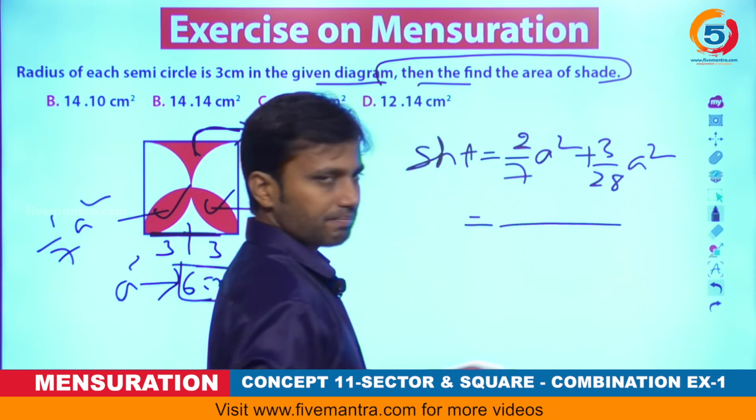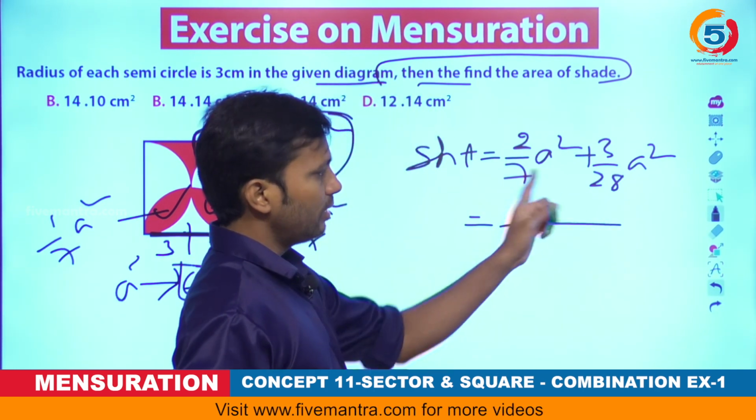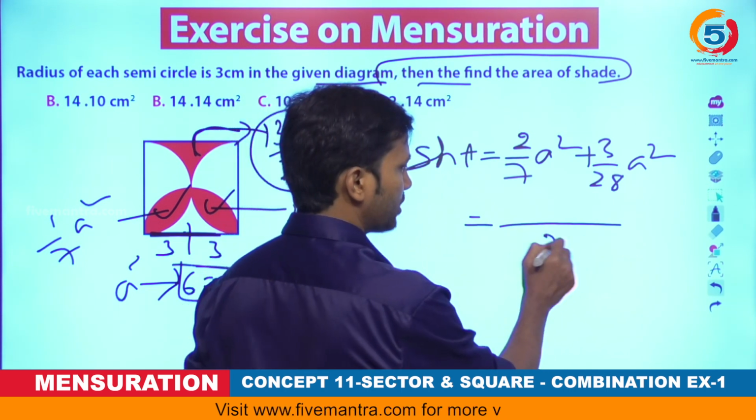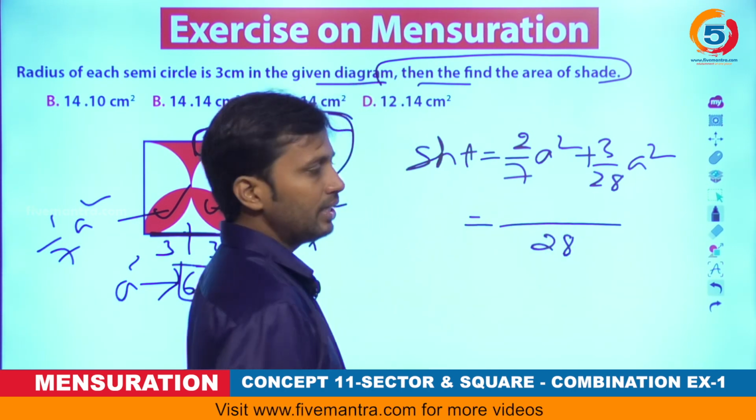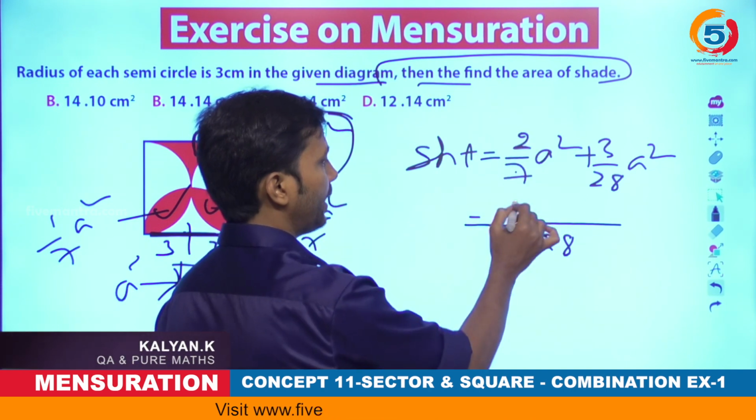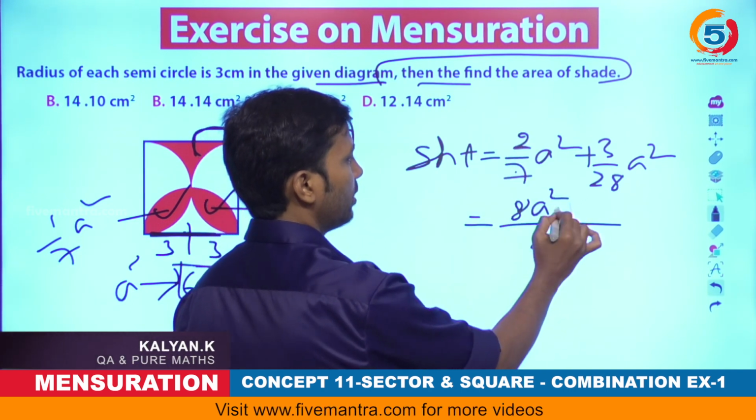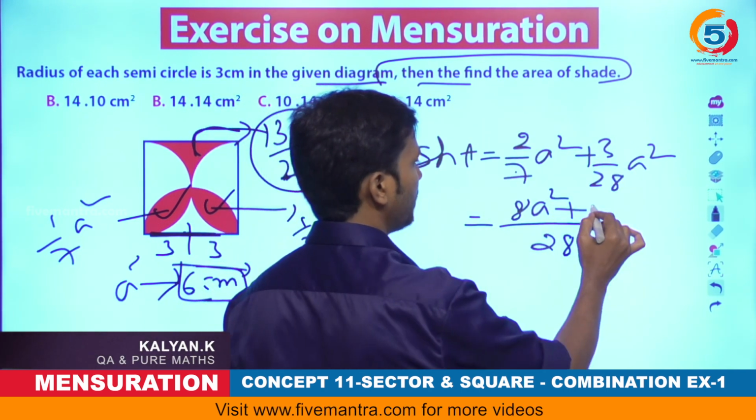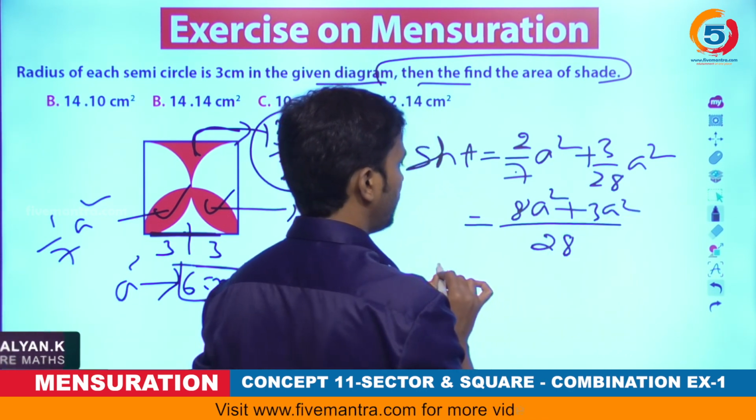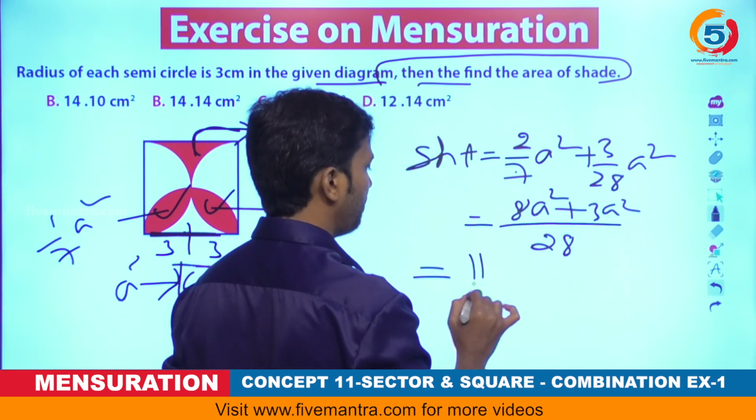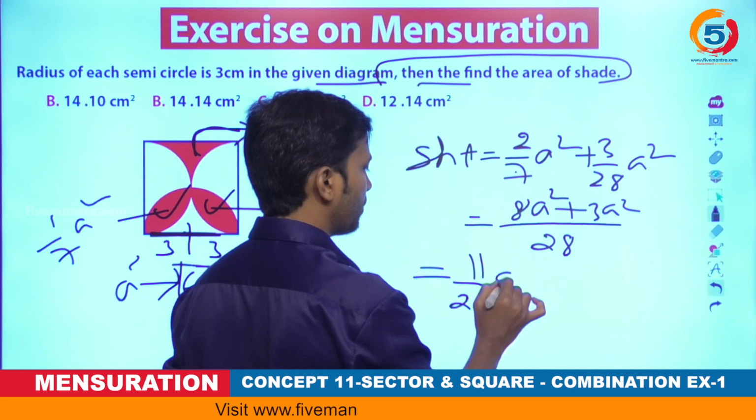What is the LCM for this? 28, or not? The LCM of 7 and 28 would be 28. So 7 4s are 28, 4 2s are 8 a square, and 28 1s are 28, and 1 3 is 3 a square. So that would be how much? 11 by 28 a square.